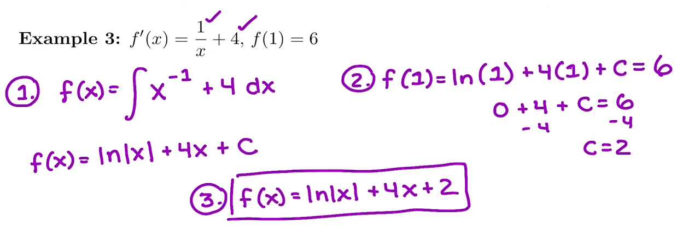And then we could definitely plug in the point. We already kind of checked the derivative here to make sure we were on the right track with our antiderivative. But you could definitely grab your calculator and type in ln of 1 plus 4 times 1 plus 2. Ln of 1 is 0. 4 times 1 is 4. So 0 plus 4 plus 2 is really going to get us out 6. So it looks like we definitely have our answer correct by checking using the derivative and plugging in the point. It looks like we found the original function. Or in other words, we solved the initial value problem.